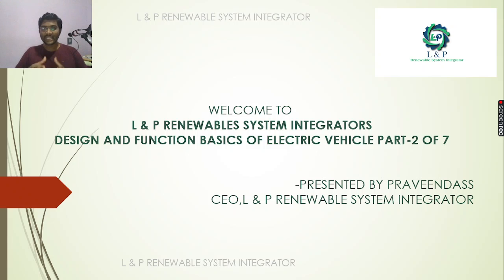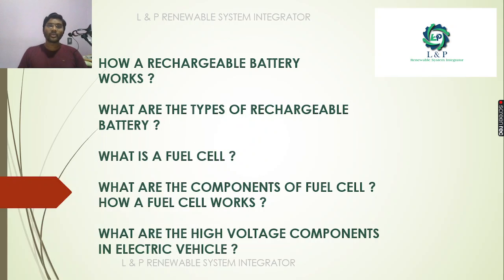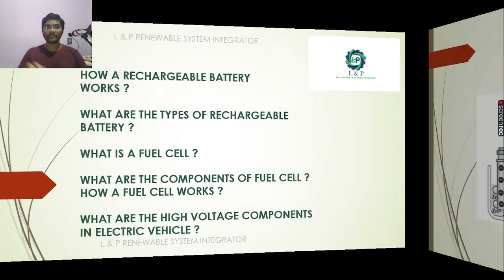Today we are going to see the design and function basics of electric vehicles, part 2. In the last session we had seen part 1. Today we are going to see part 2 of 7. In this session we are going to discuss how a rechargeable battery works, what the different types of rechargeable batteries are, what a fuel cell is and what the components of the fuel cell are, how a fuel cell works, and what the high voltage components in the electric vehicle are.